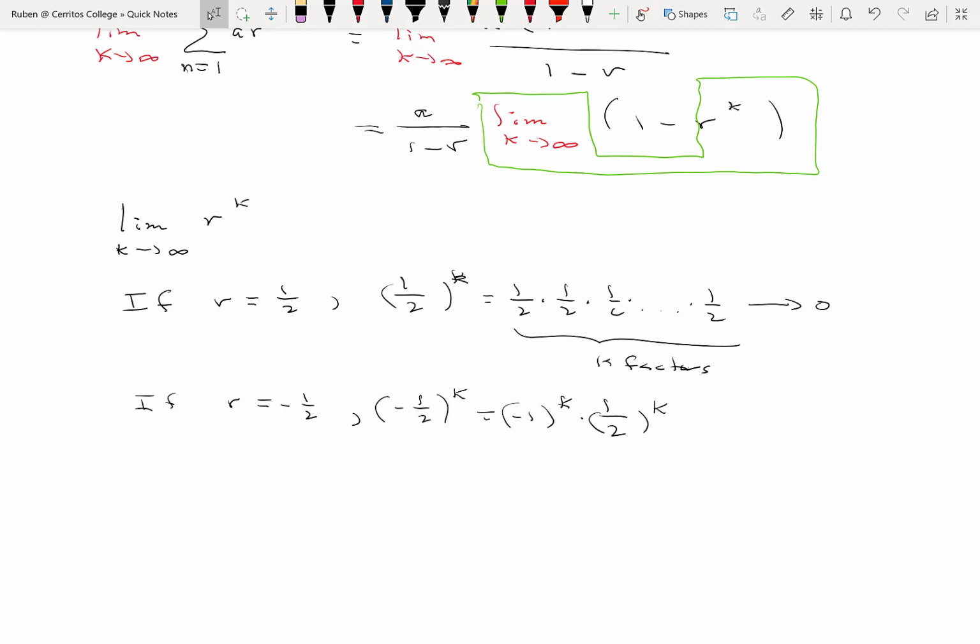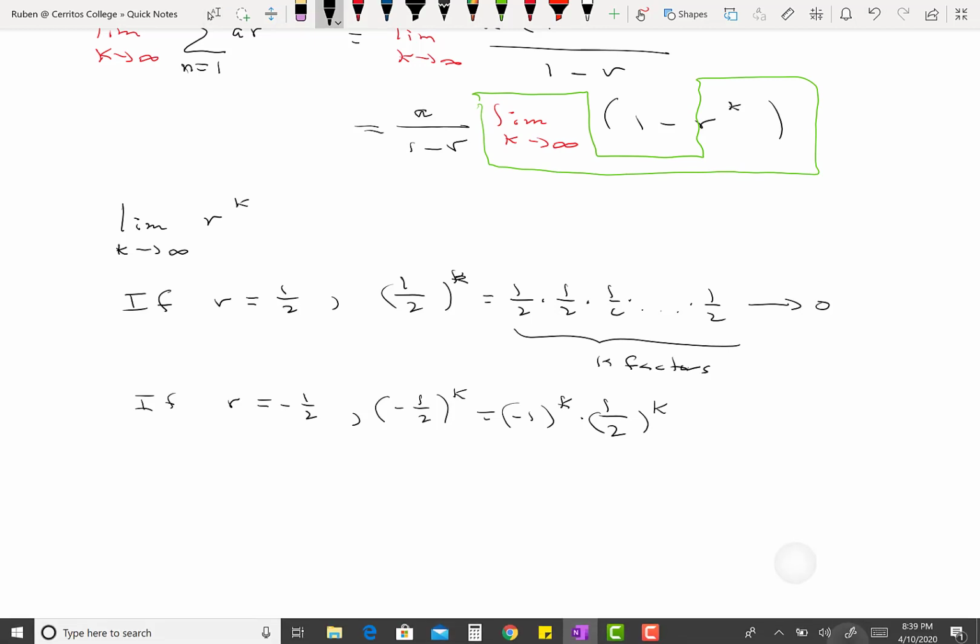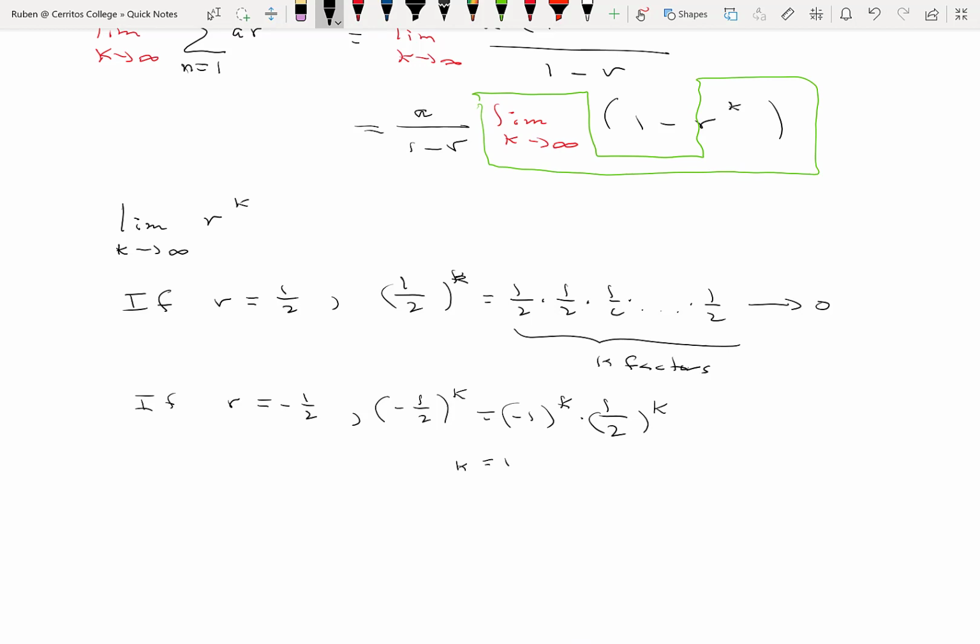So when k equals 1, you get -1/2. When k equals 2, you get +1/4. When k equals 3, you get -1/8. So the numbers are getting very, very small, but they're oscillating between plus and minus.